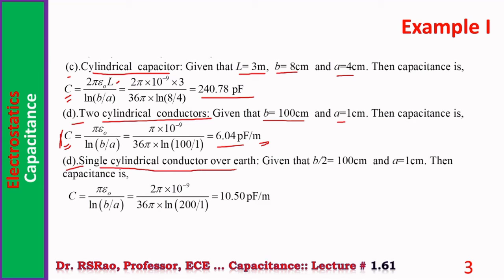E. Single cylindrical conductor over earth. Given that b by 2 is 100 cm, a is 1 cm. Therefore, capacitance C is pi epsilon naught by natural logarithm b by a. Substitution results in 10.50 picofarads per meter. Once again, before going to the next problem, it is required to be told that this type of problems are set to test the ability of the students to remember the formula for capacitance pertaining to various types of capacitors.